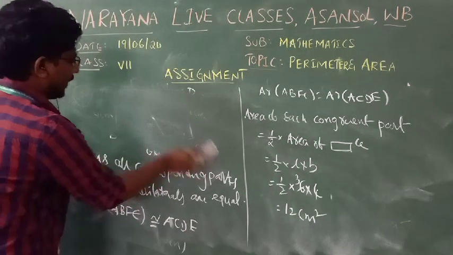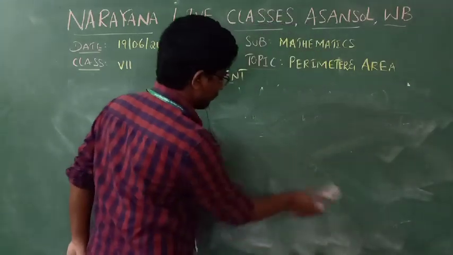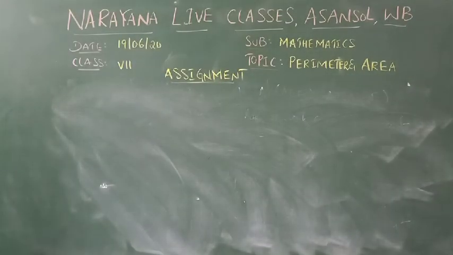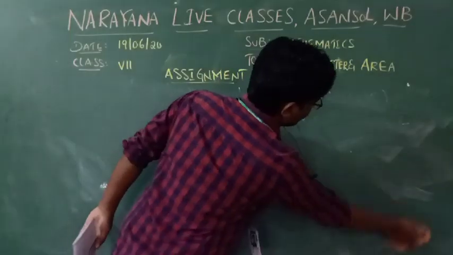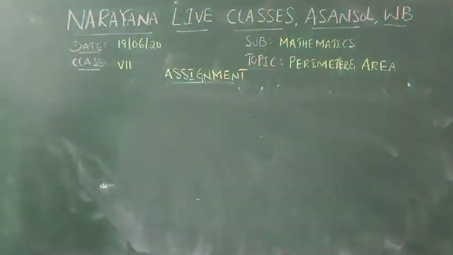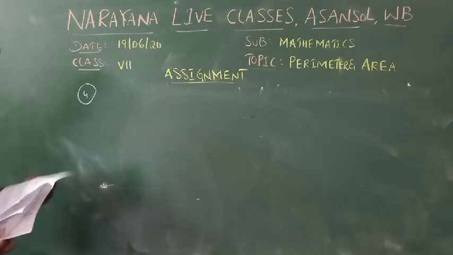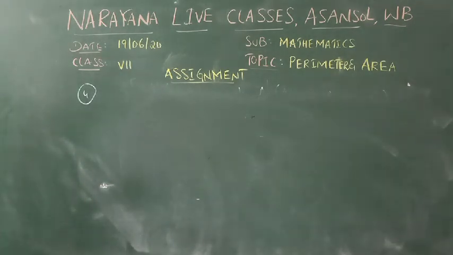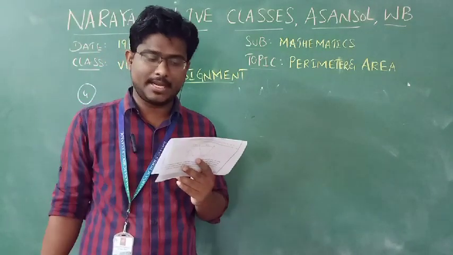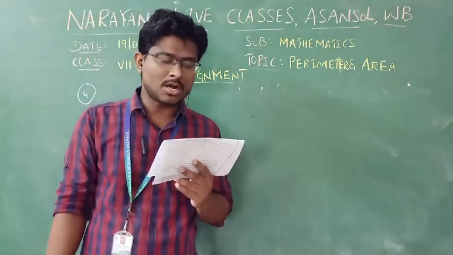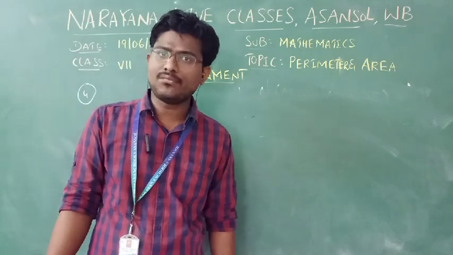Next, if you go to the fourth question, the question is: each of the following rectangles of length 6 cm, breadth 4 cm is composed of congruent polygons. Find the area of each polygon.